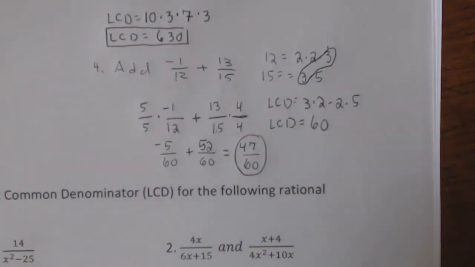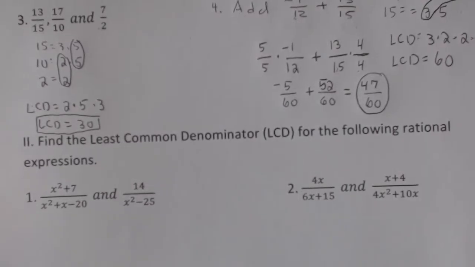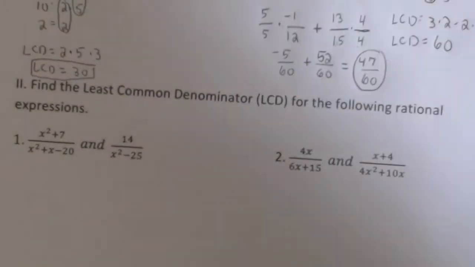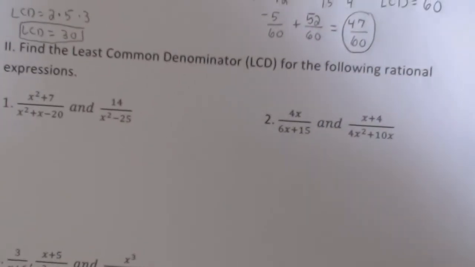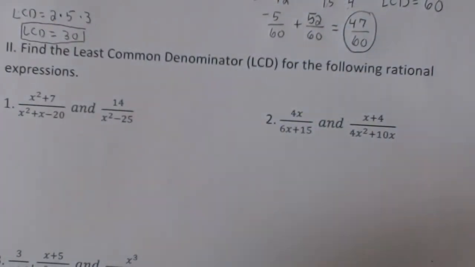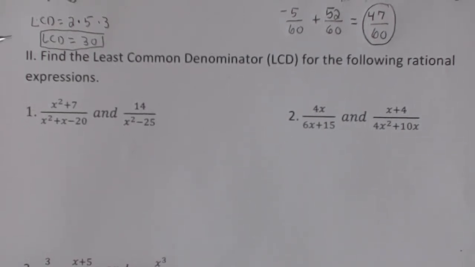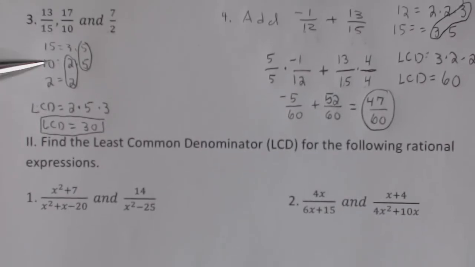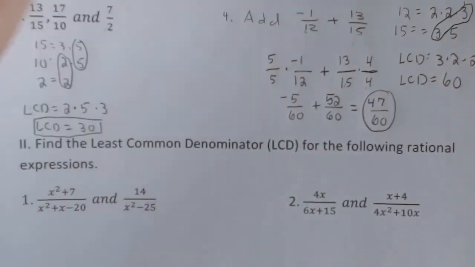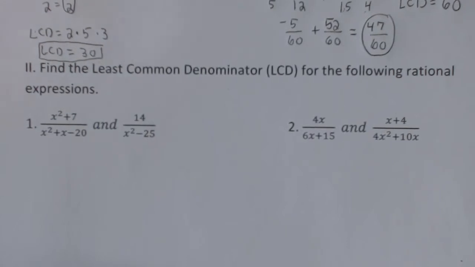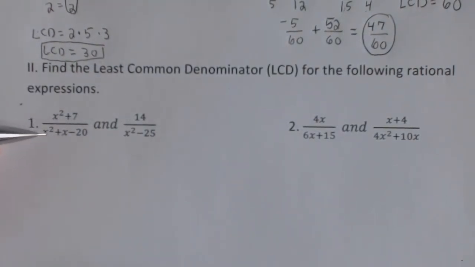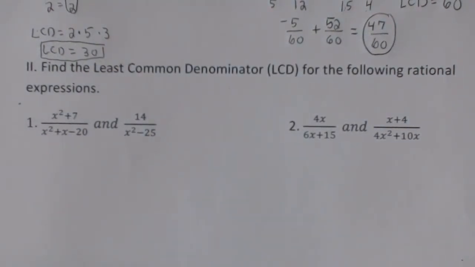Okay, so now we are ready to look at some variables. Number 1 here: find the least common denominator of the following rational expressions. Hopefully we know by now factoring is our friend, and all of these things up here were factors, written as a product. And so your first step is to try to factor the denominators.